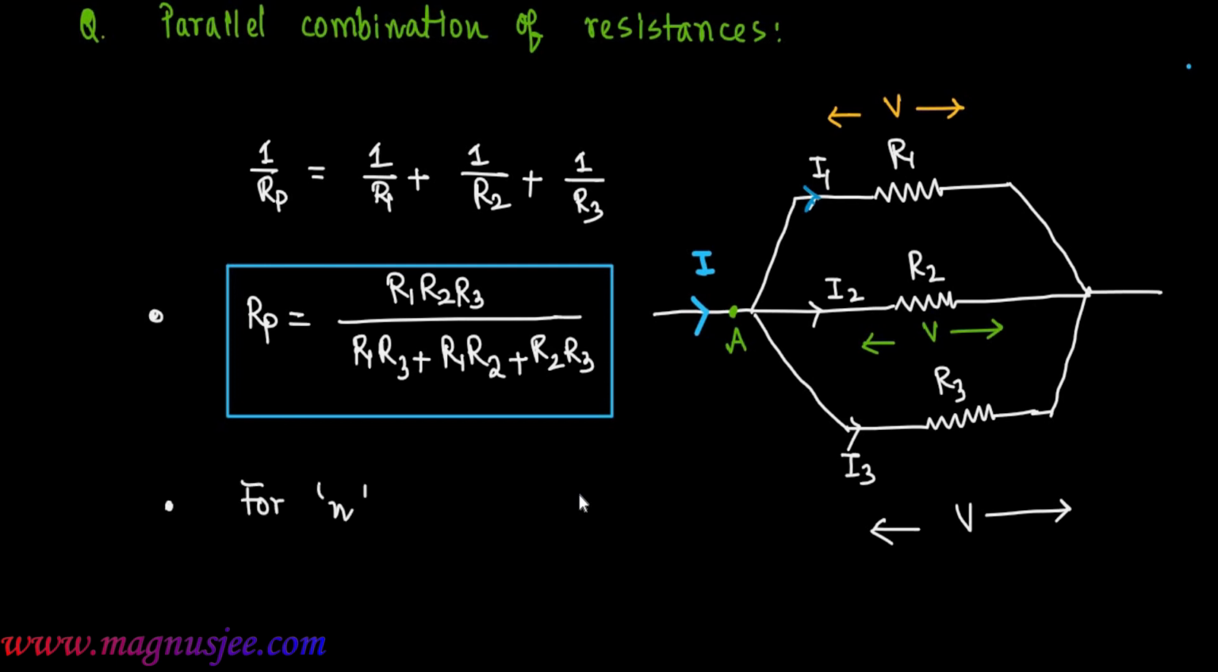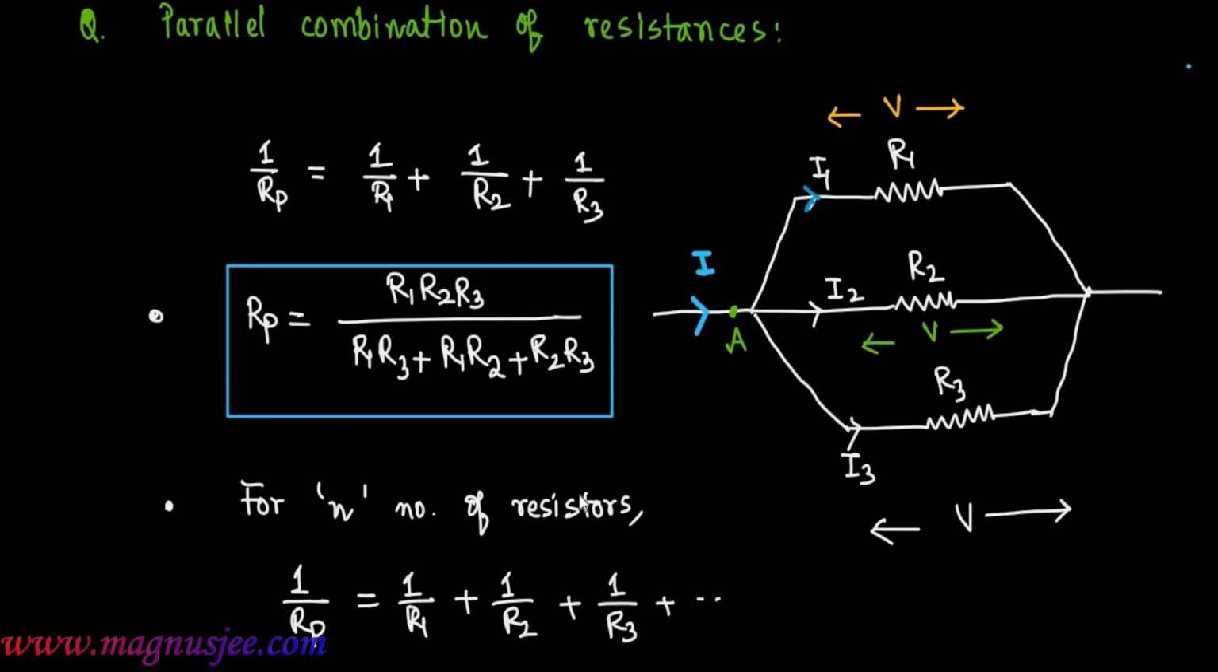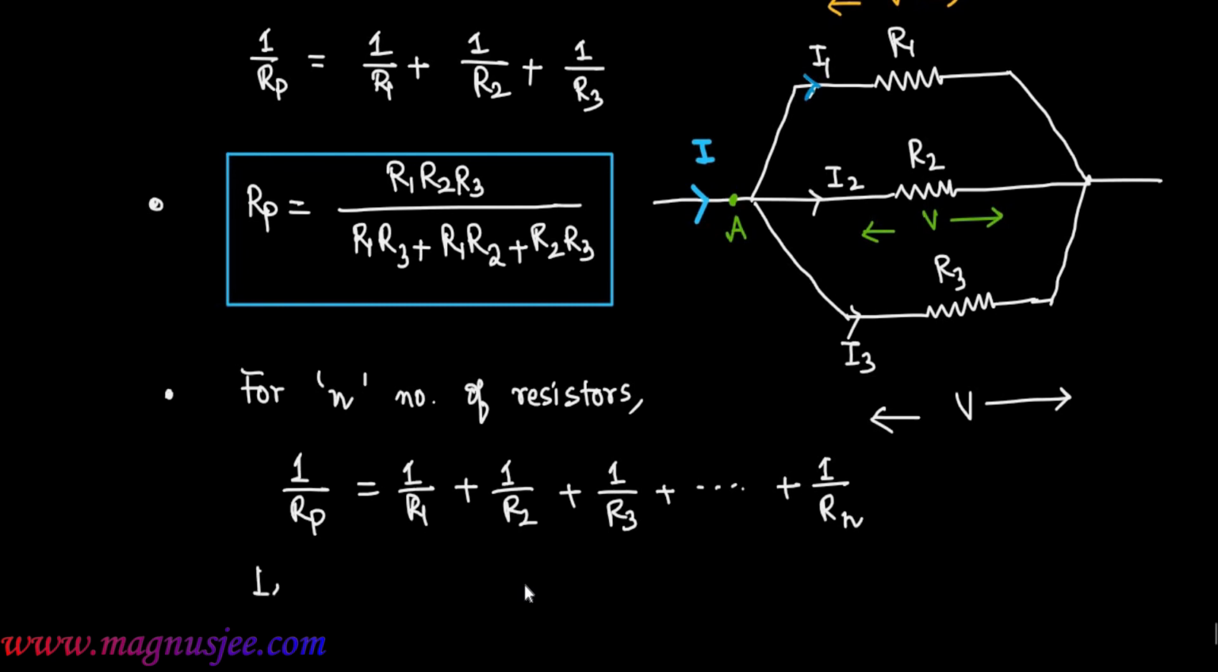That is the equivalent resistance of the parallel combination. For n number of resistances in parallel combination, 1/Rp = 1/R1 + 1/R2 + 1/R3 + ... + 1/Rn.